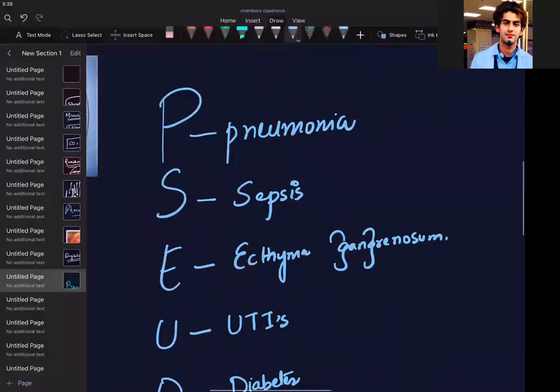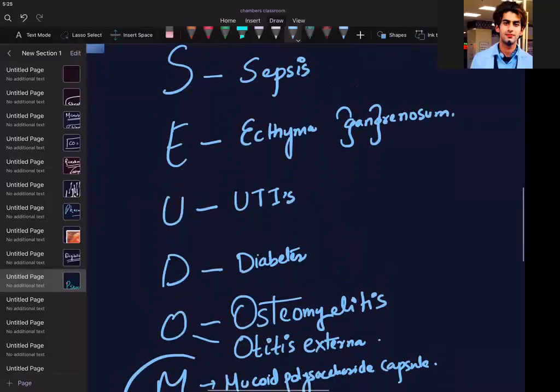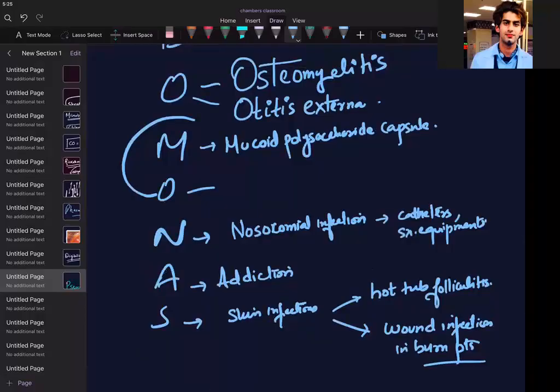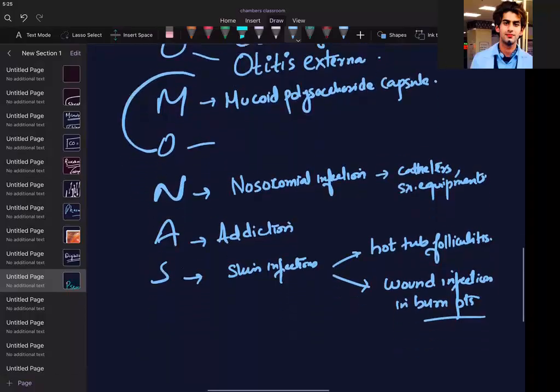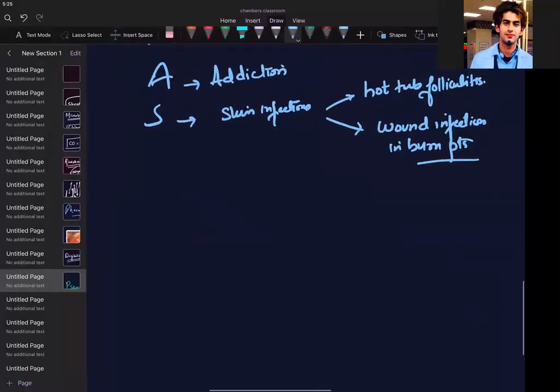So we have pneumonia. Remember these things about Pseudomonas: sepsis, Erythema Gangrenosum, UTI, diabetes, osteomyelitis, otitis externa, mucoid polysaccharide capsule, nosocomial infection, addiction, and skin infections that can be hot tub folliculitis, wound infection in burn patients.